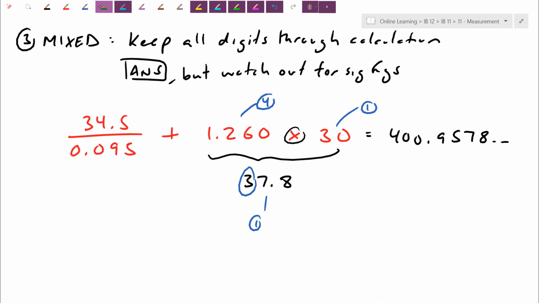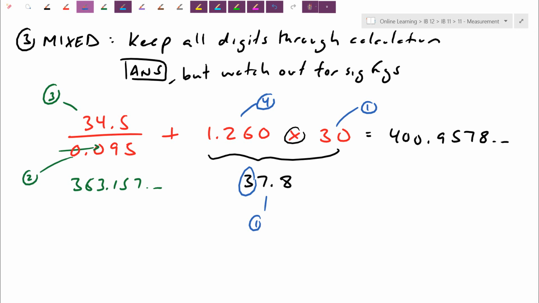Let's do 34.5 divided by 0.095. This gives me here 363.15789, yada yada. Again, this is the divide rule. So a 3 sig fig number on top, do the arrow rule. This number here would be a 2 sig fig number. You'd still type it in as divided by 0.095. Remember, the numerical value is still the same.